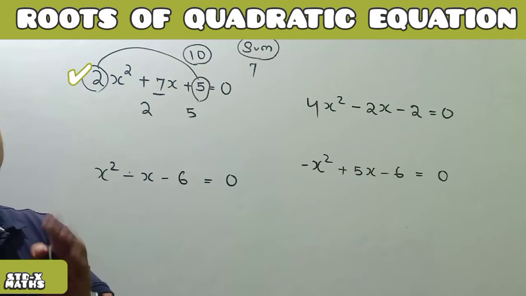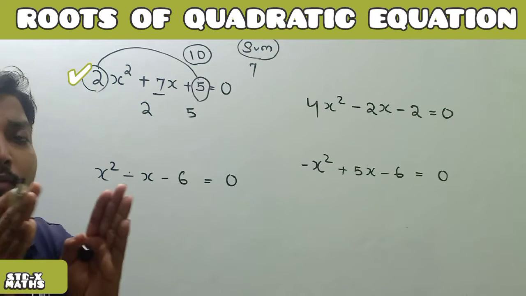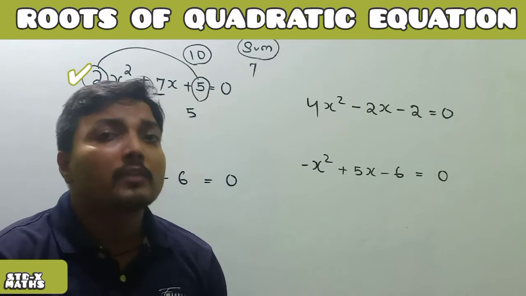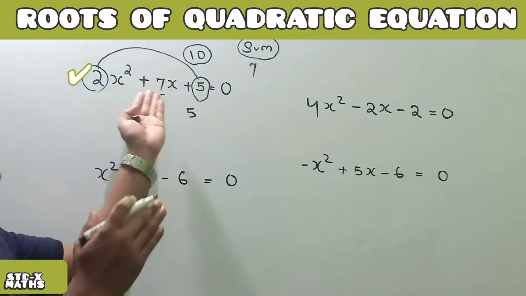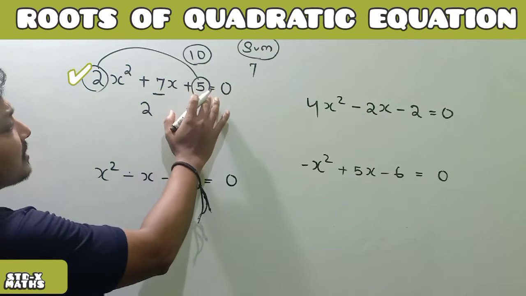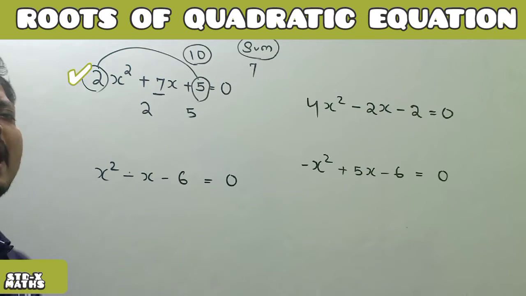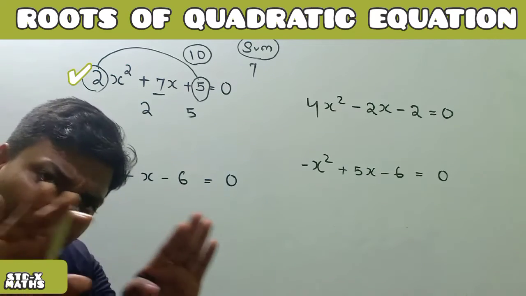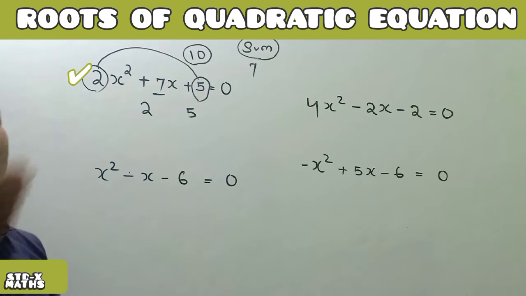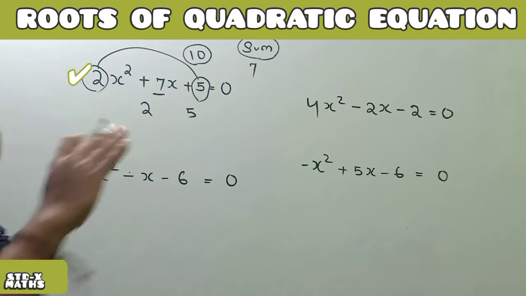The important thing in your first step is that you have to find the two numbers whose sum is the middle coefficient and whose product is the product of the constant with the coefficient of x square. So the first step is completely over. Then we will step forward towards our second step.